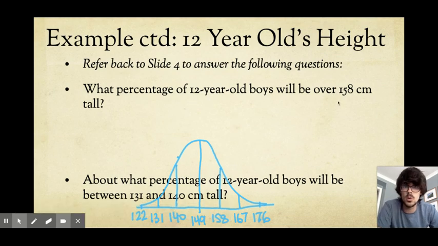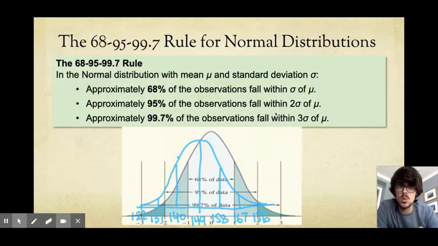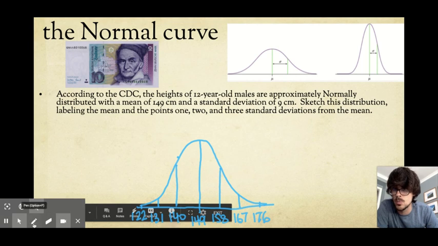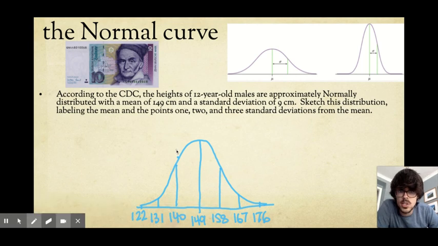What percent of 12-year-olds will be over 158 tall? So I'm going to tab back to where I had more space. And I'm going to show you guys, again, you've done this in Algebra 2, but you'll see how to get your percentages. Within 1 standard deviation of the mean is 68% of your data. So I'm going to take 68% and I'm going to divide it into 2 even parts for right here and here. Each of these sections is going to be 34% of your data. That's 68 divided by 2. 2 standard deviations away is 95% of your data.